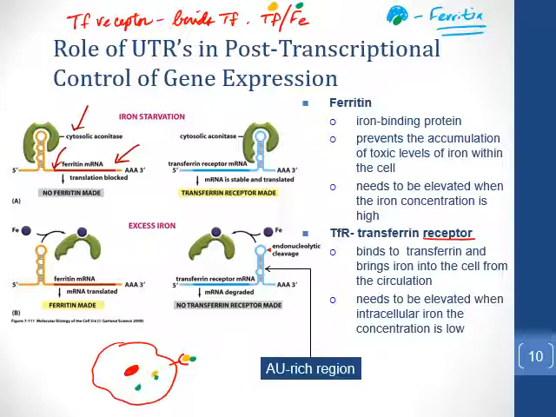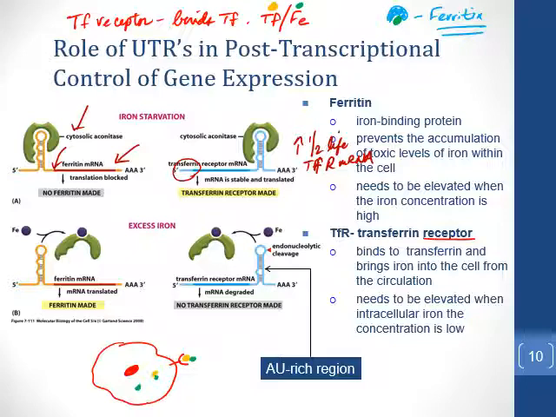Said another way, it increases the half-life of the transferrin receptor mRNA. And the longer it hangs around, the more it can be translated. Okay, and it can be translated just fine because cytosolic aconitase doesn't bind to the 5' UTR here. So what's going to happen here? Under iron starvation conditions, cytosolic aconitase is blocking translation of the ferritin mRNA, and it's inhibiting degradation of the transferrin receptor mRNA. Or said another way, it's increasing the half-life of the transferrin receptor mRNA.